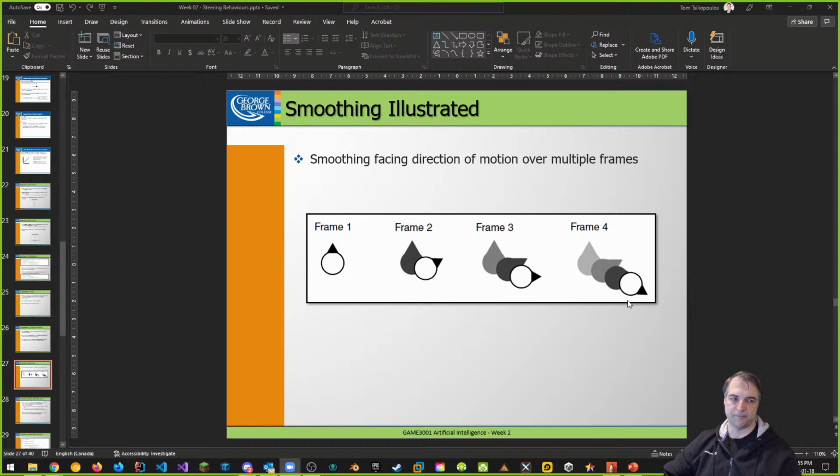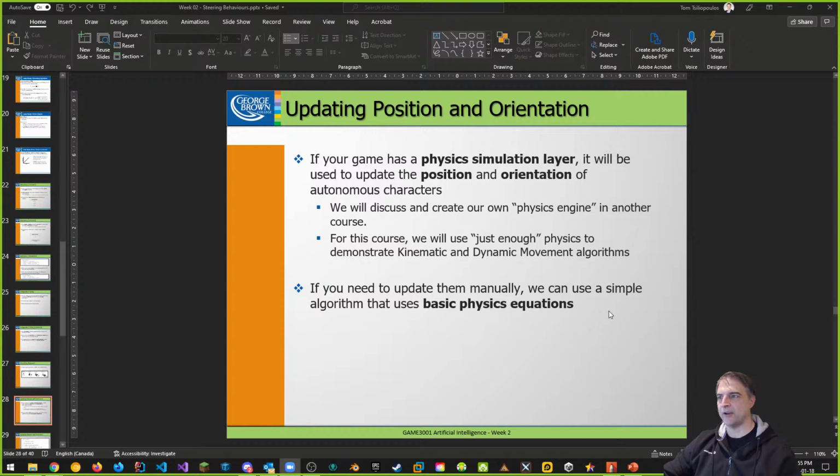All right. What if our game has a physics simulation layer? In our case we don't, but if we did, we could use it to update the position and orientation of autonomous characters. Some people have asked us already how to do that, and we're going to build our own physics engine in another course, usually the next course you'll do, which is coming up in the summer for some of you, and for some of you in the fall, depending on your scheduling, okay?